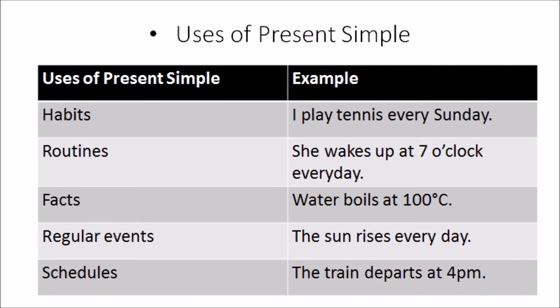Finally, here we can see some typical uses of present simple in English. They are habits, routines, facts, regular events, and schedules. It is also important to remember at this point, especially if you are a native speaker of Spanish like me, that we do not use present simple in English to talk about events occurring at the moment of speaking. To do that, we use a different verb tense that will be studied in another video.